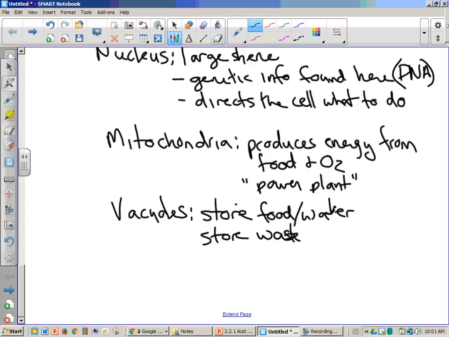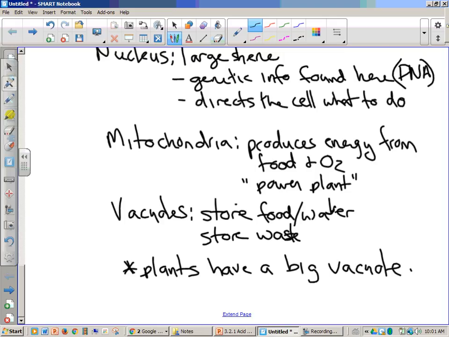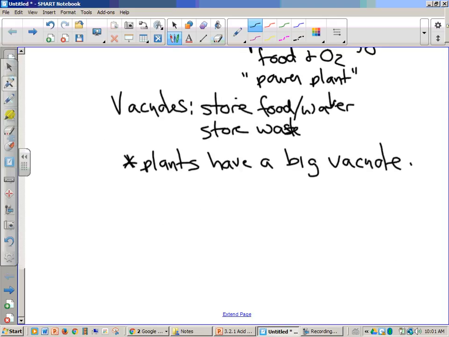Water. Okay? One special thing here, plants have a big vacuole right in the center to store water. When it gets full, the plant stands up nice and tall. And when it uses all that water up and it hasn't had things watered, it then bends over because it loses that water inside that vacuole.